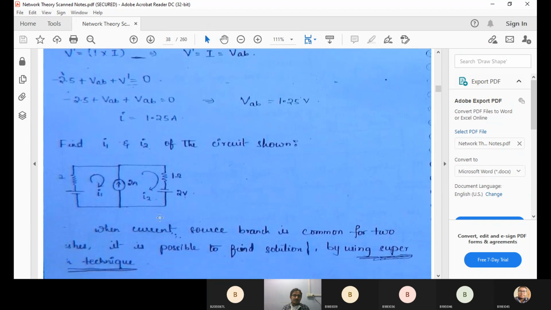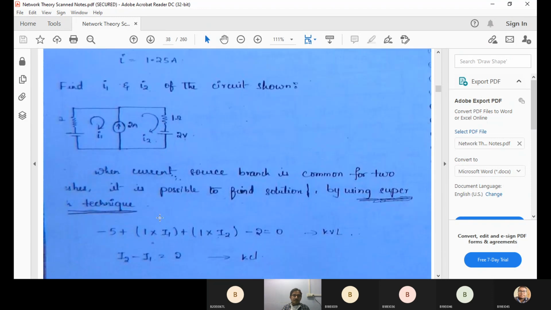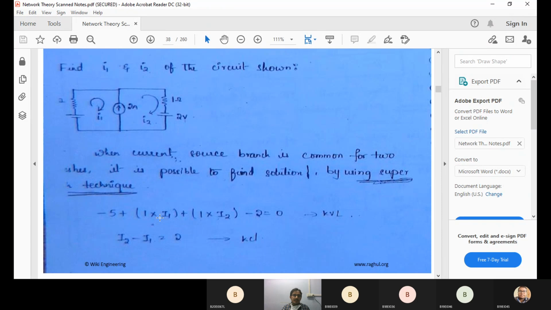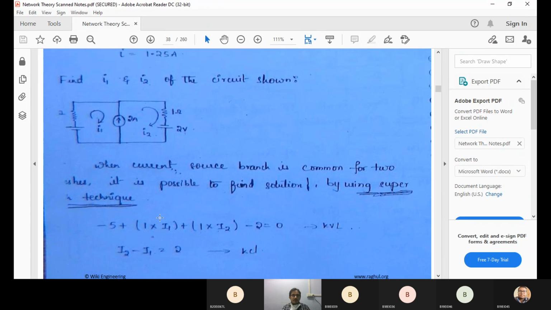So similarly, we can find out the problems in this way. But here, this is the super mesh technique. What is the super mesh technique? This is I1 and this is I2. Between I2 and I1, you will have another current. Instead of having some resistance, we are having the current. So to solve this problem, we can consider another assumption that this I2 minus I1 is equal to 2 amperes. Because this is I2 and this is I1. I2 minus I1 is equal to 2 amperes.